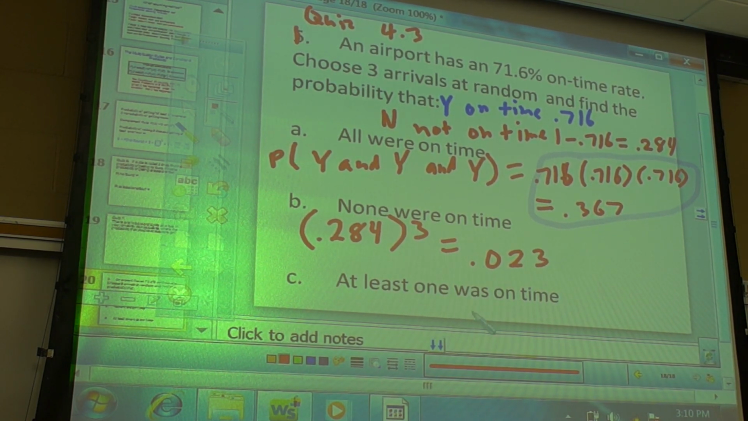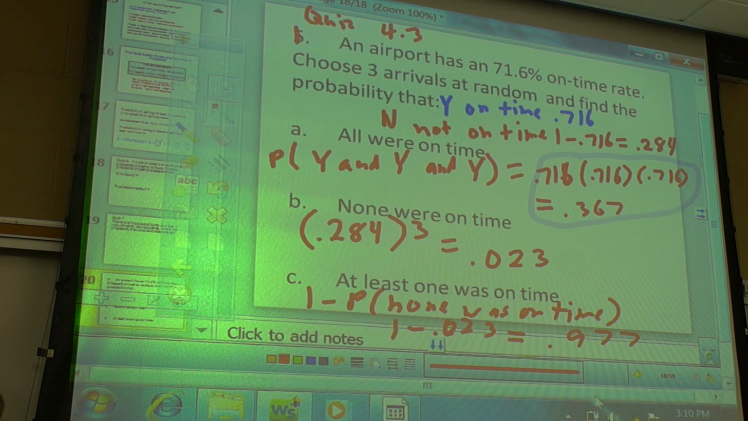You good with that? At least 1 was on time. So that means 1 minus the probability of none. I'm just going to take at least 1 and replace it with the word none. None was on time. Well, I found that. None was on time. 1 minus 0.023 is 0.977.